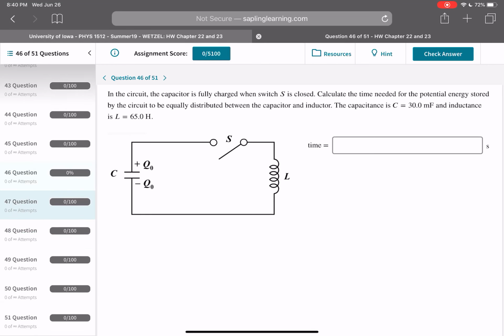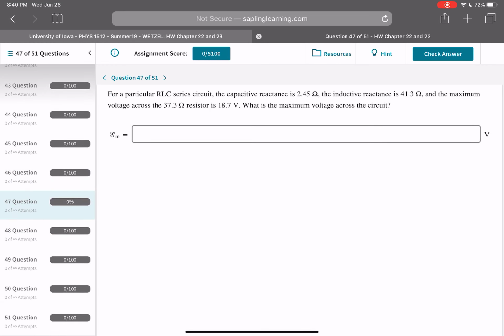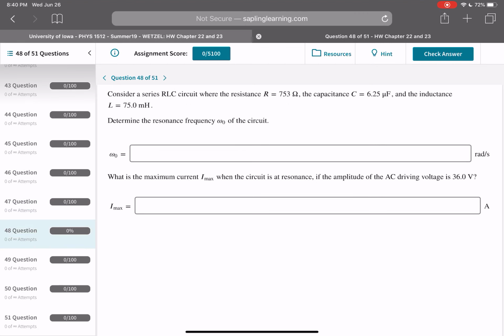Okay, 47. Yep, plug and chug. Consider a series RLC circuit where the resistance R is this, the capacitance C is that, and the inductance is this. Determine the resonance frequency omega 0 of the circuit. Again, plug all that in, just solve for omega 0. What is the maximum current when the circuit is at resonance if the amplitude of the AC driving voltage is 36 volts? Again, just plug that in, chug that in.